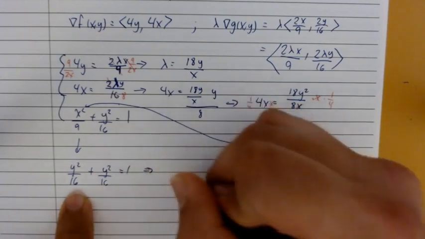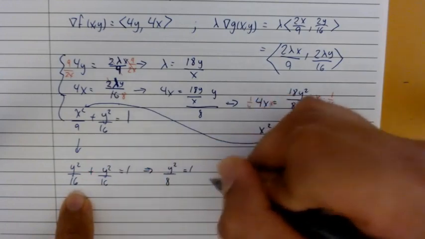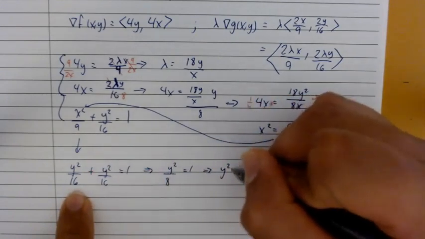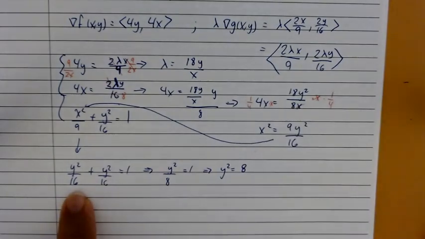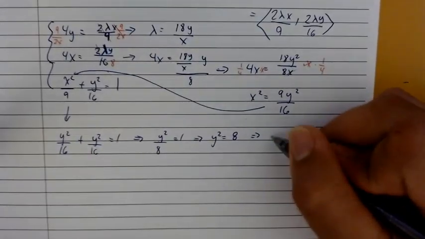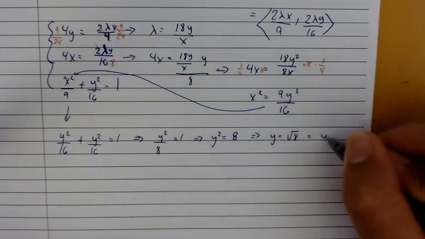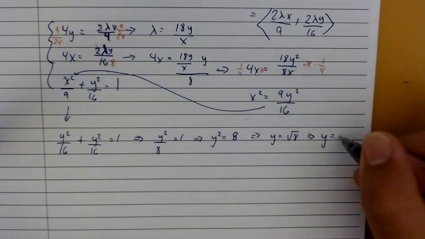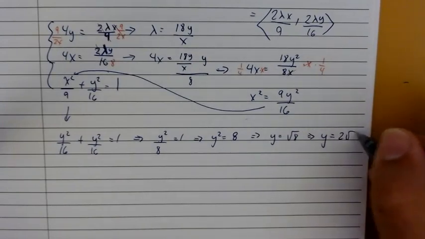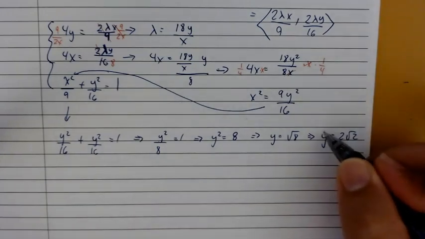Here that's going to give me y squared over 8 is equal to 1, which means y squared is equal to 8. I can take the square root of both sides, and here I should have plus or minus, but again at the beginning we had x and y are both positive. So here this would give me y is equal to the positive root of 8, which we can write as y is equal to the positive root, that's 2 root 2. And there we go. So we found our value of y.